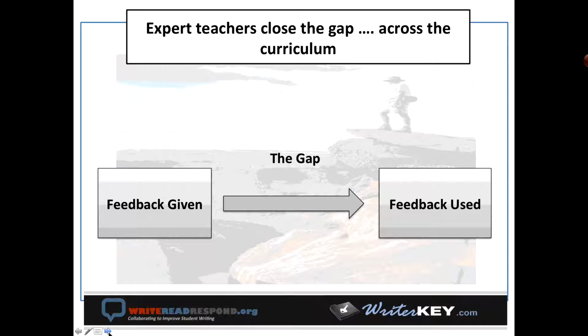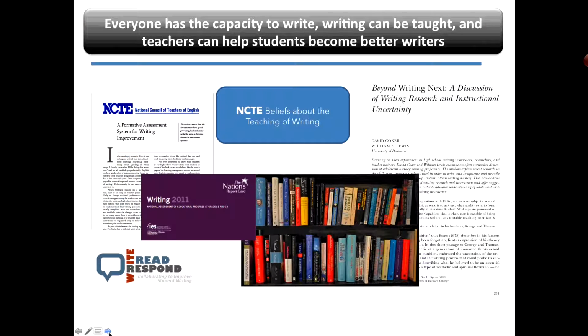We noticed that the master writing teachers close the gap between the feedback that they give and the feedback that students use. And while that sounds like an easy concept and sounds like something people should aspire to, these teachers seem to be very deliberate about it. And they also seem to make it a priority that if they are going to give feedback, they are going to have expectations about how it's used by their students.